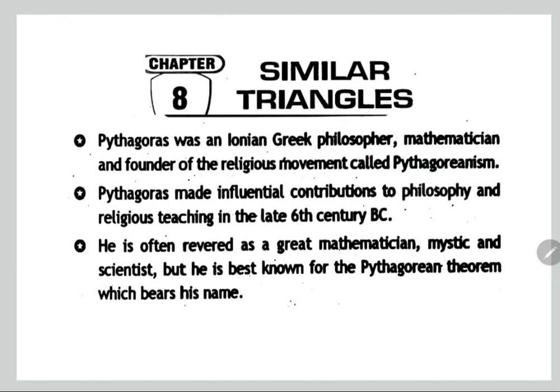Similar triangles. Pythagoras was an Ionian Greek philosopher, mathematician, and founder of the religious movement called Pythagoreanism. Pythagoras made influential contributions to philosophy and religious teaching in the late 6th century BC, before Christ. He is often revered as a great mathematician, mystic, and scientist, but he is best known for the Pythagorean theorem, which bears his name.